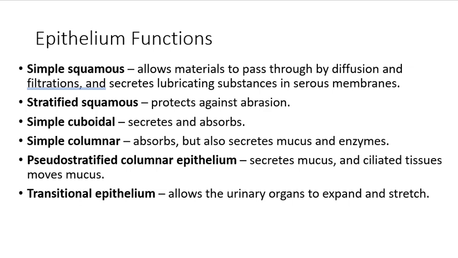Then we have simple cuboidal, which secretes and absorbs in glands. Simple columnar, which can secrete and absorb, but mainly absorbs, especially in the small intestines, but it does sometimes secrete mucus and enzymes. Then pseudostratified columnar epithelium secretes mucus, and some of the ciliated tissues of pseudostratified moves the mucus. And then we have transitional epithelium, which allows the urinary organs to expand and stretch.